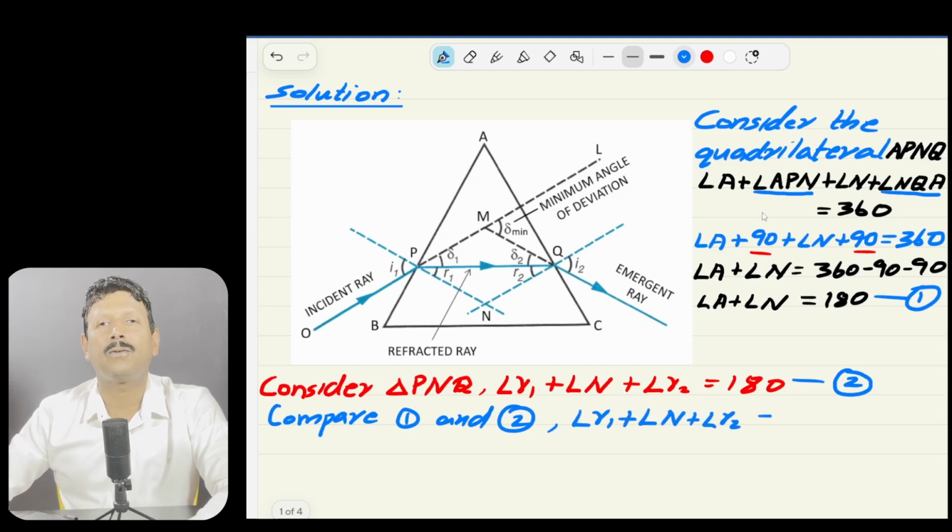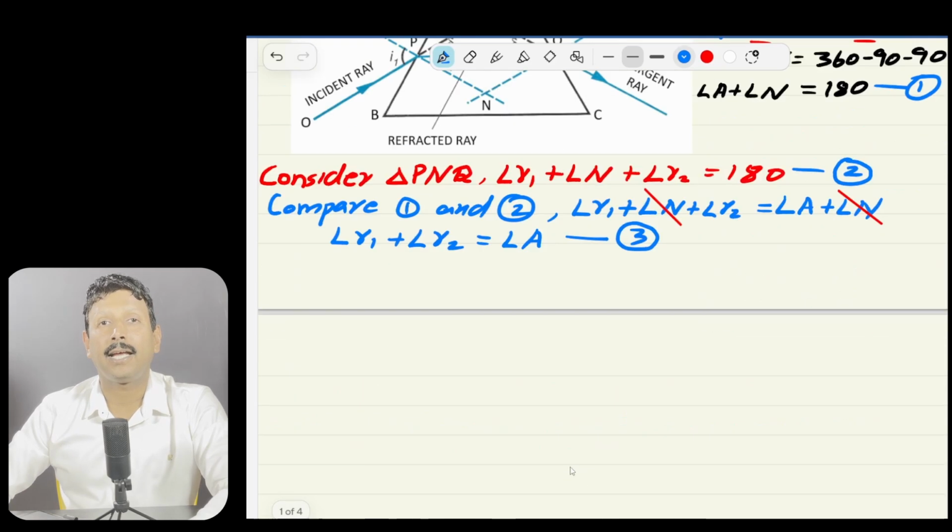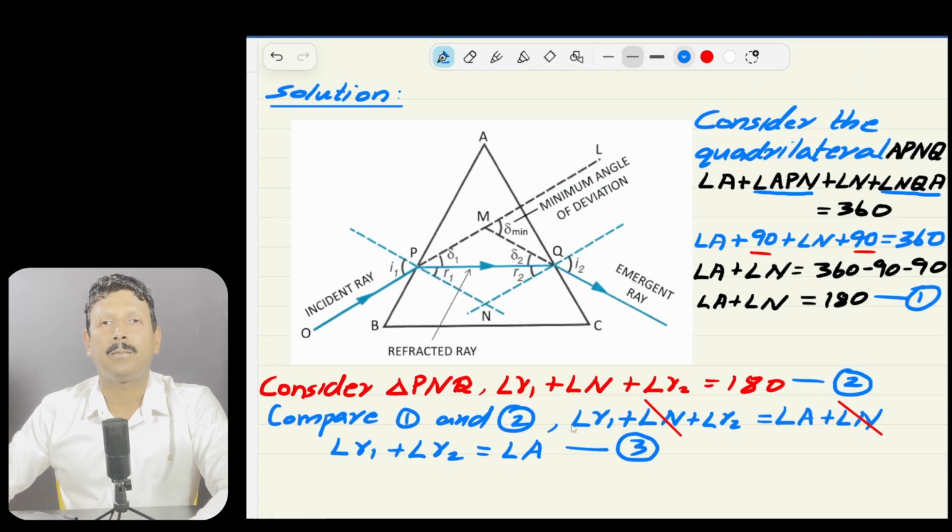Now do the comparison of equation number 1 and 2. RHS are same, so you can equate LHS. Equate the LHS of the second equation, angle R1 plus angle N plus angle R2, is equal to angle A plus angle N. So there you will get one new equation, equation number 3, after cancelling angle N and angle N. So equation number 1 ready, 2 ready, 3 ready.